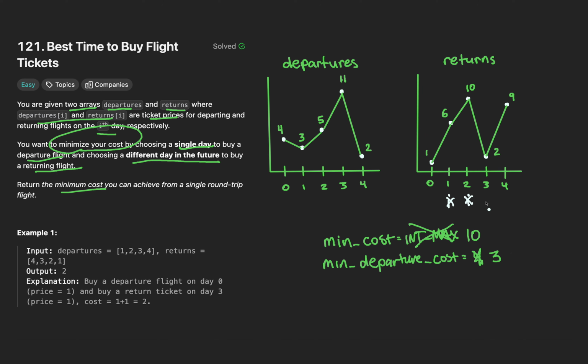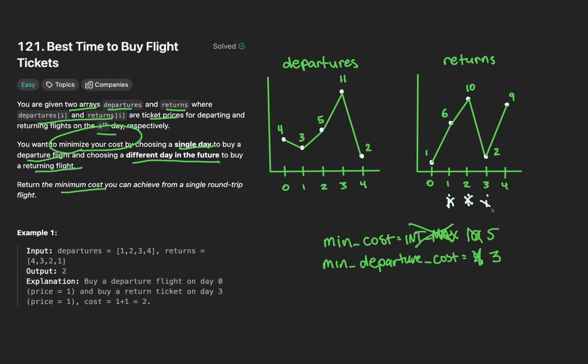We move on to the next iteration, we buy a return ticket for a price of 2. That's quite a bargain. If we depart on the cheapest day so far for a price of 3, then 2 plus 3 gives us a cost of 5. We save more money than our previous round trip of 10. Let's update our min cost variable. The last thing we do on day 3 is ask whether the departing price of 11 is cheaper than what we found of 3. No, it's not. We don't update this variable at all.